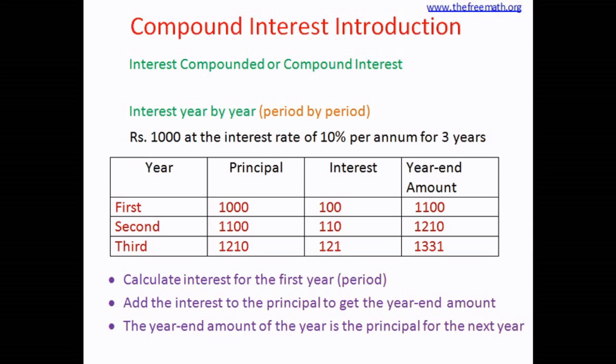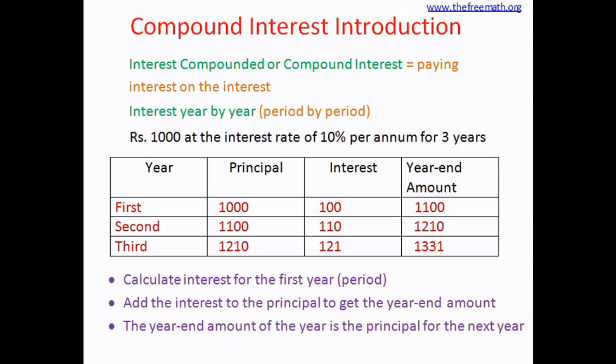So if you look at how we have calculated, you can see that the interest is charged not only on the principal but also on the interest. That means compound interest is really paying interest on the interest along with interest on the principal. That's why the next year's principal is the addition of the principal and the interest of the previous year, because here you are paying interest on the principal as well as on the interest. This kind of interest calculation is called compound interest or interest compounded.